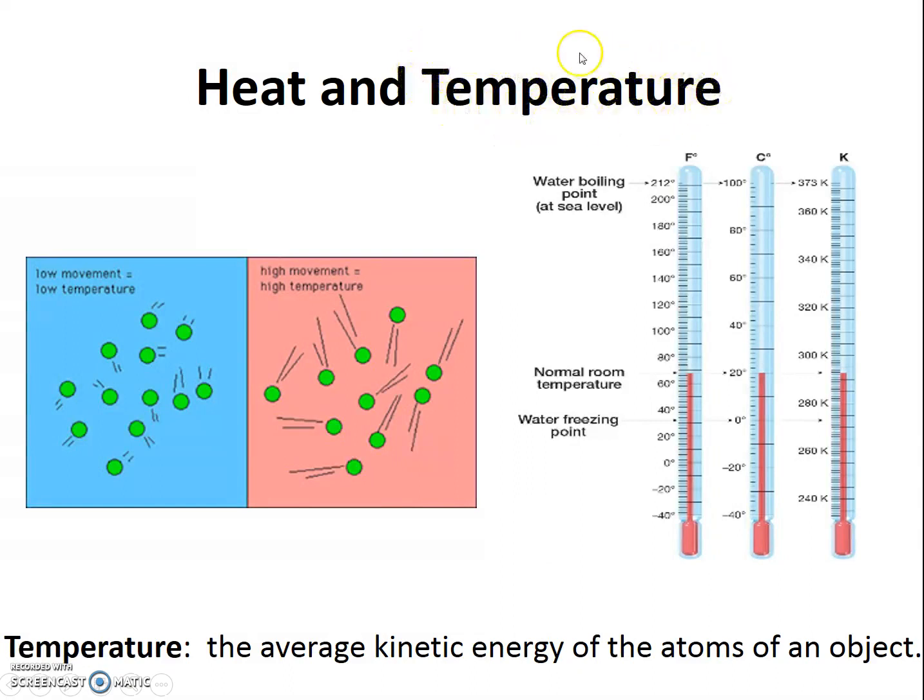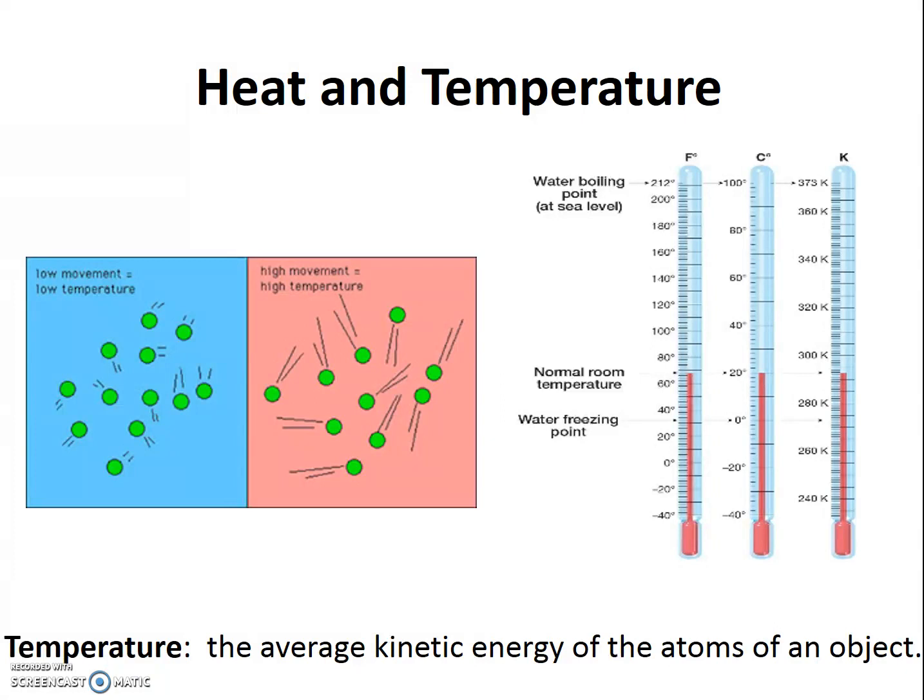Temperature can be thought of as the way that we measure heat. You can see by the definition here that temperature is the average kinetic energy of the atoms of an object. Thus, the higher the temperature of an object, the more kinetic energy the atoms of that object have. We don't see the movement, but at the atomic level, the atoms are jiggling about.